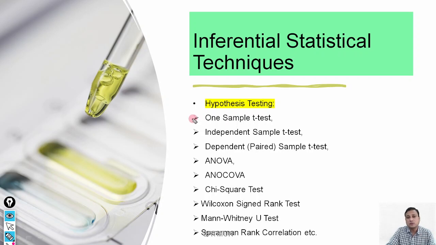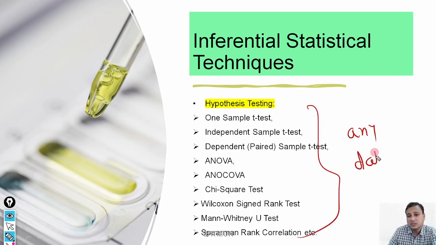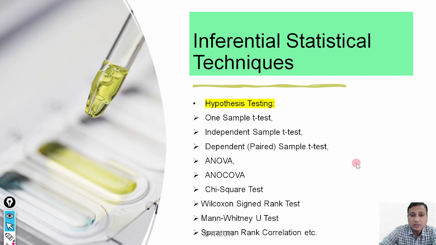They are as follows: one sample t-test, independent sample t-test, paired sample t-test, ANOVA is there, ANCOVA is there, chi-square test is there, Wilcoxon rank test is there, Mann-Whitney test is there, and Spearman's rank correlation is there. There are a few more. Fine. But again, question comes that can we apply all these tests on any data? Answer is no. You will first have to identify what type of data that you have, and then you can choose appropriate hypothesis testing.